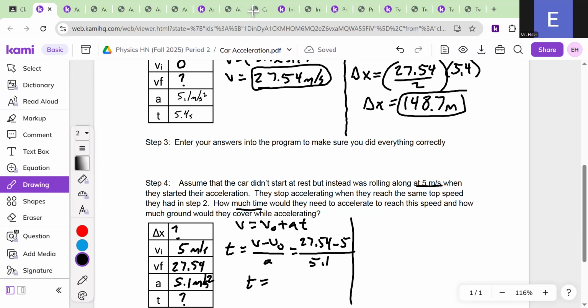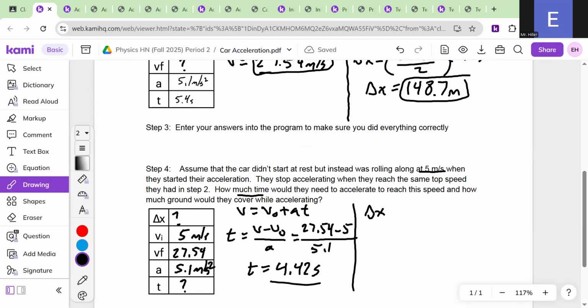That would be about 4.42 seconds. So it takes a little bit less time, if you're already going a certain speed, to accelerate to that speed. And how much ground would you cover? If you look at your displacement, it would be 27.54 plus 5 divided by 2 times 4.42. I'm getting about 71.9 meters.